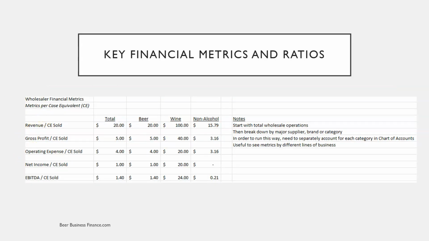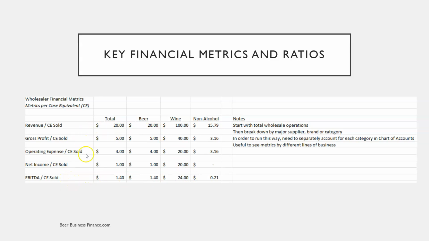Another way to look at or use these key metrics is to present the information from your typical income statement on a case equivalent basis. So in this example, we might want to look at our different product lines. So we've got, maybe if we have beer, wine, and non-alcohol, we might want to look at it and say, what are the sales per CE for each category? What's the EBITDA per CE for each category?